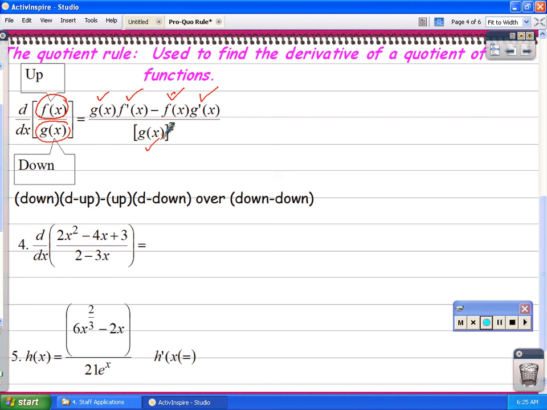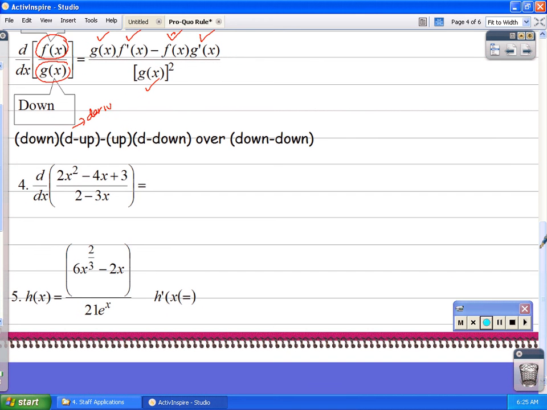Now, the easiest way to remember it, and literally you just say it over and over again: down d up. The d stands for derivative, of course. Down d up minus up d down over down down. Maybe pause the video and say that 10 times. Down d up minus up d down over down down. Believe me, if you keep saying that, you'll remember it forever.